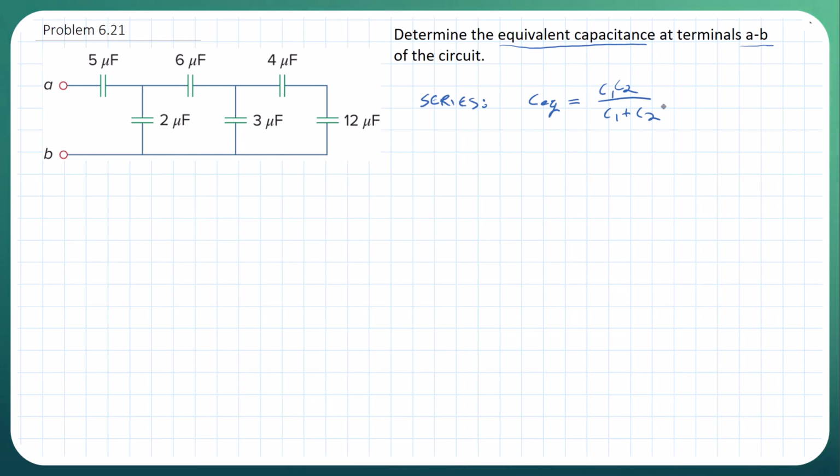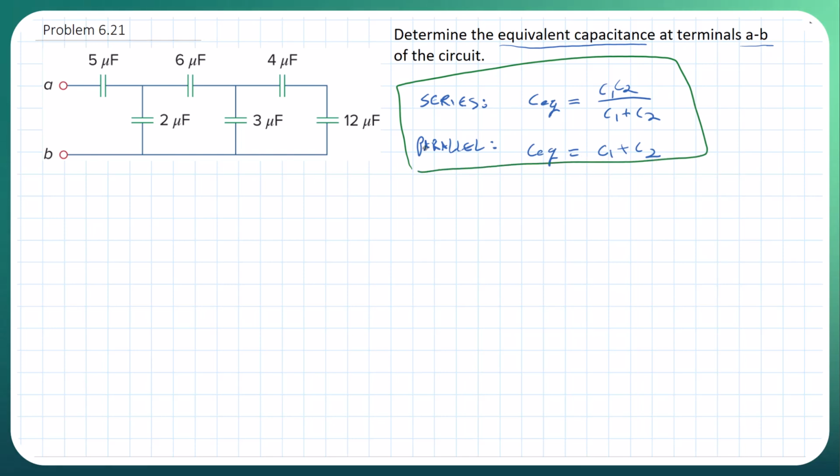Okay, the other thing we want to remember is in parallel, the relationship to get C equivalent is just going to be the sum of the capacitors. So in this case, we'll just say C1 plus C2. So these are going to be key to putting this together. We're going to use that property there.